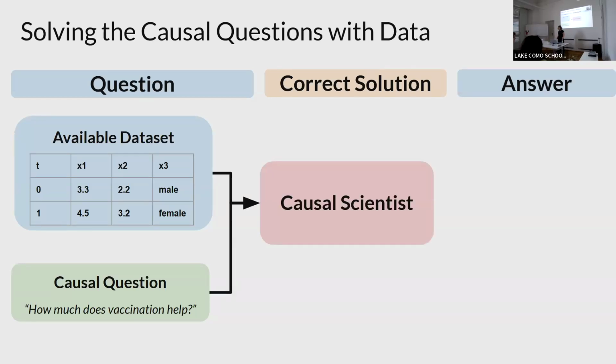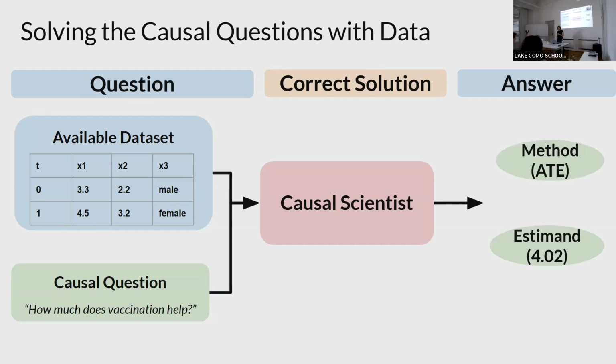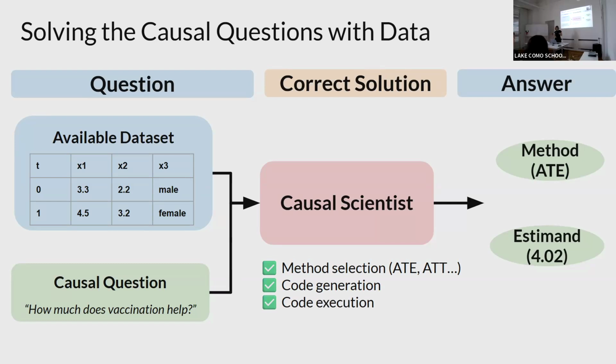Again, here we try to simulate a causal scientist, and we aim to output two types of things. The first is the method. In this case, we want to get the causal treatment effect by confounder adjustment. And the other is the estimate, namely, on average, vaccination helps, let's say, a placeholder value, 4.02% increase in some healthcare index. So what we do here is cover method selection, code generation to execute a Python code to parse this data, code execution, and data science workflow breakdown, plus reflective analysis.